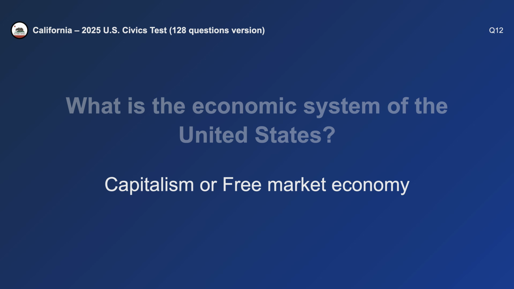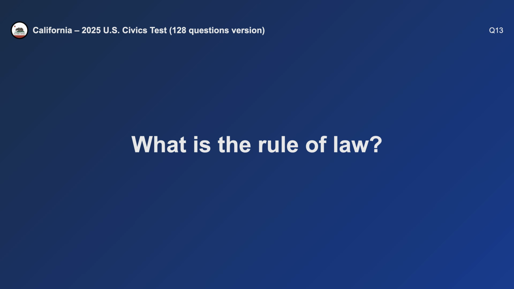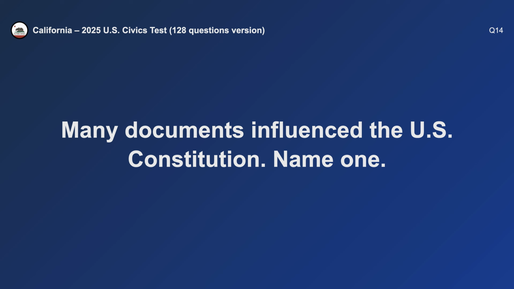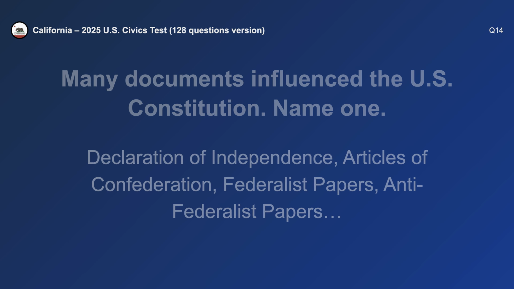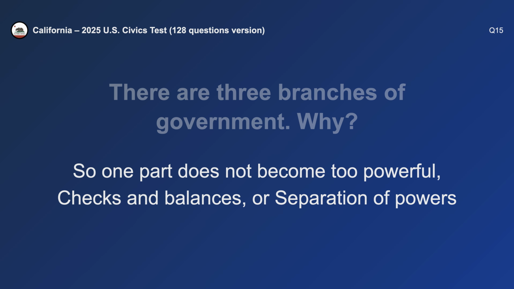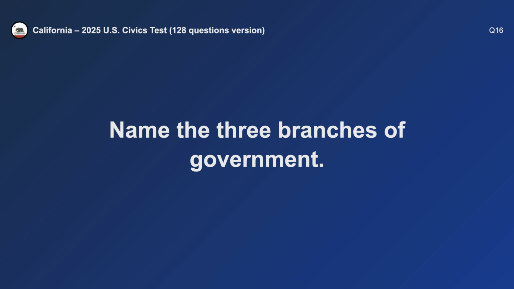Capitalism. What is the rule of law? Everyone must follow the law. Many documents influenced the U.S. Constitution. Name one. Declaration of Independence. There are three branches of government. Why? Checks and balances. Name the three branches of government.